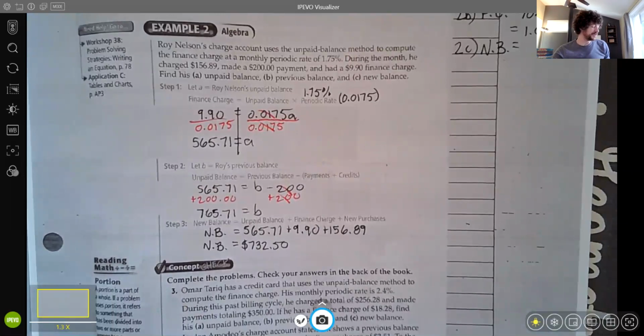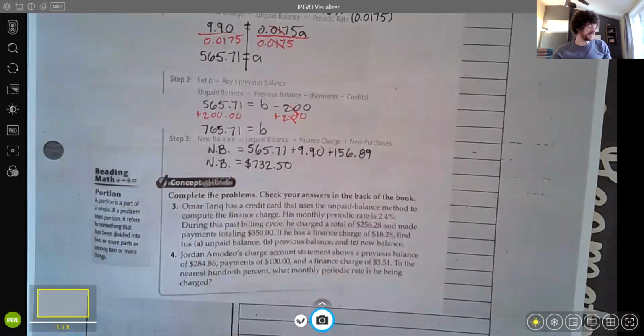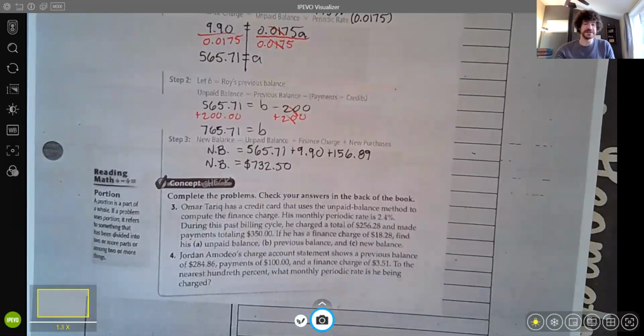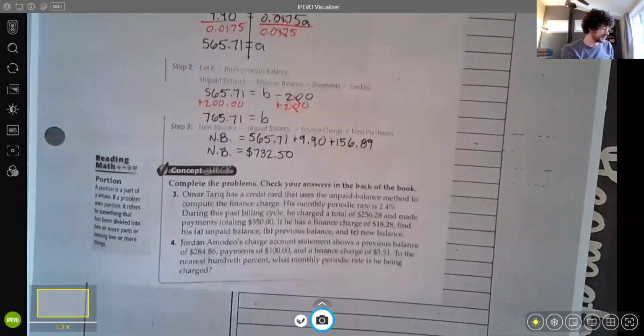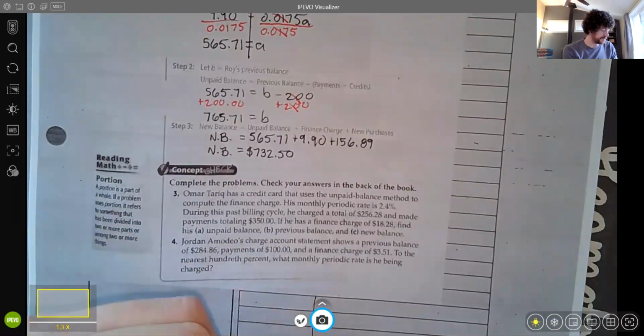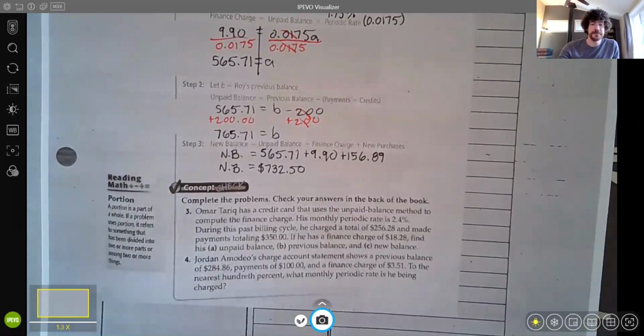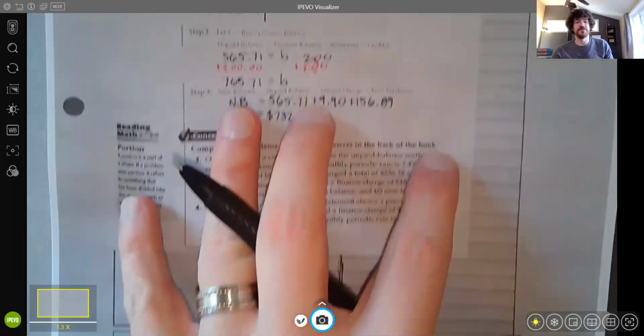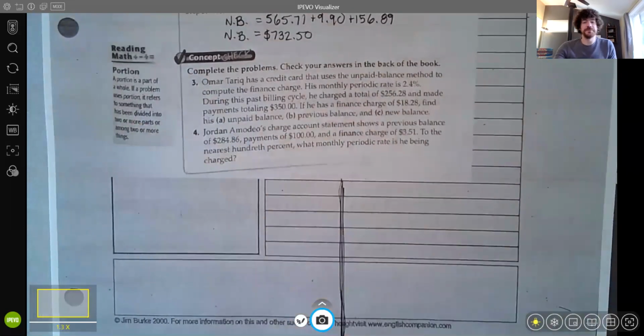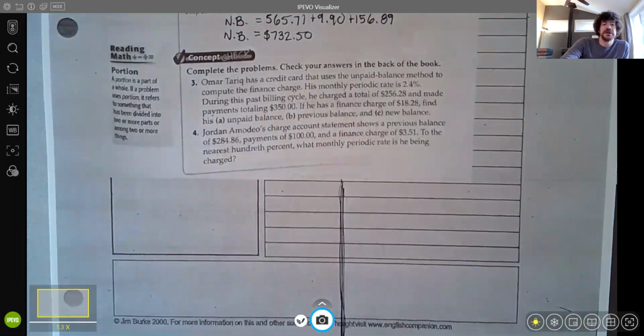I'm going to do problem 3 off to the side here, and then 4 will get done over on this side. So I'll just kind of split things in half. 3 will be on the left, 4 will be on the right. All right, here we go. Last couple of problems here.